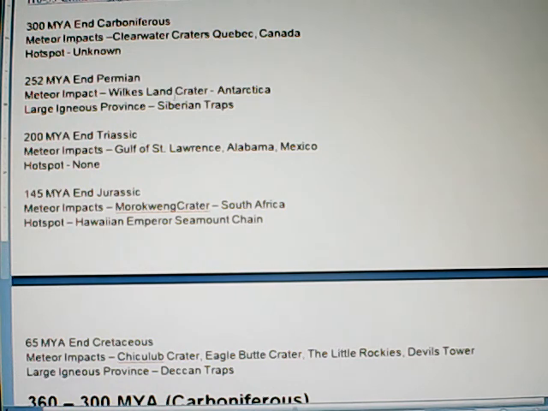252 million years ago, the Wilkesland crater in Antarctica caused the Siberian traps. 200 million years ago, which I'm well aware nobody recognizes, it had meteor impacts in the Gulf of St. Lawrence, in Alabama, and in Mexico. No hotspot because you had 3 large meteor impacts, and again, destructive interference of the shock waves. And at 145 million years ago, the Moracoing crater in South Africa caused the Hawaiian Island hotspot.